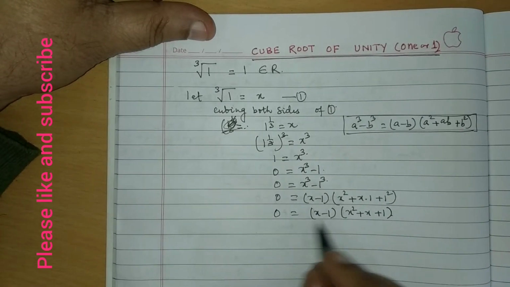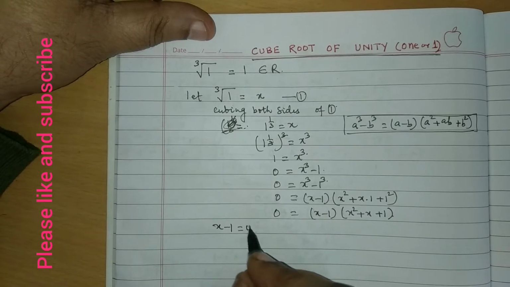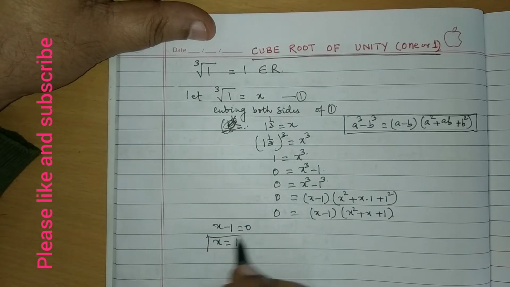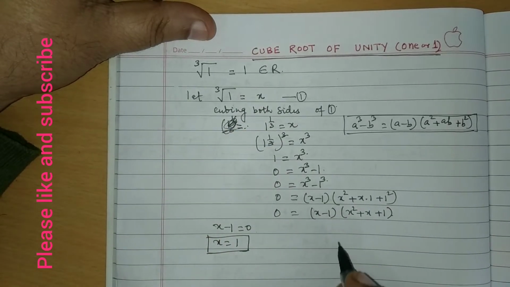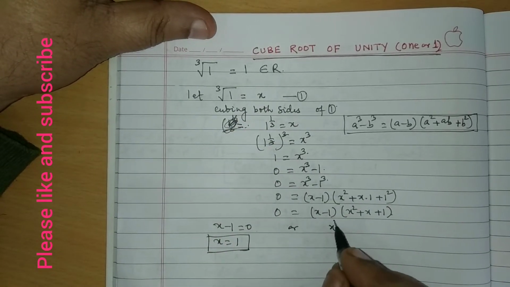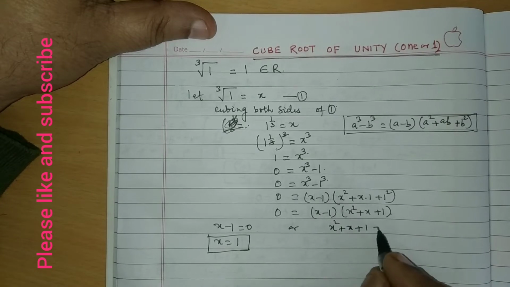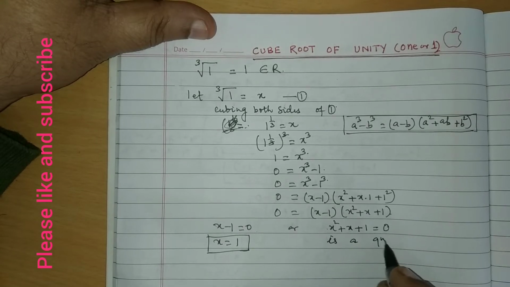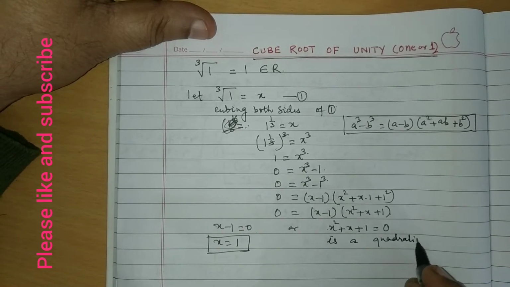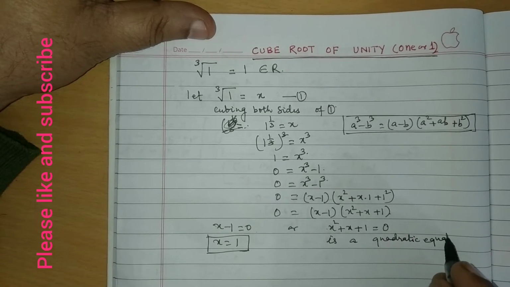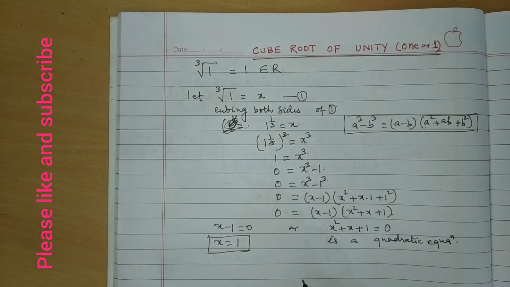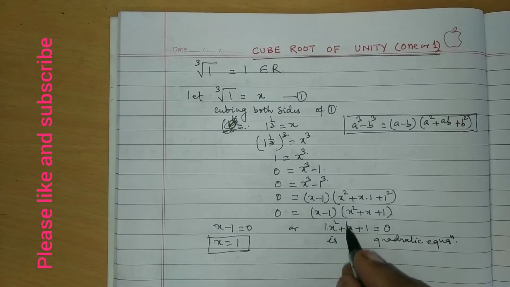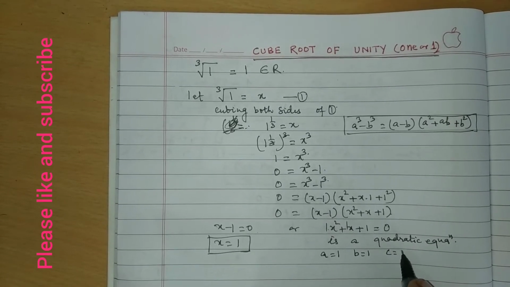So now we write x minus 1 is equal to 0. So one value is x is equal to 1, which we know. The other values will be taken from x square plus x plus 1 is equal to 0. So it is a quadratic equation, but its discriminant is neither greater than 0 nor equal to 0. So here the coefficient a is equal to 1, b is equal to 1, and the constant term c is also 1.